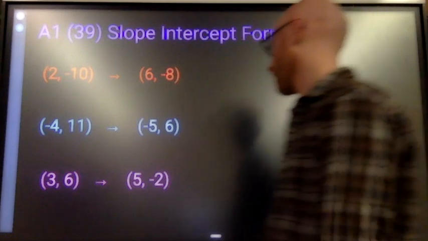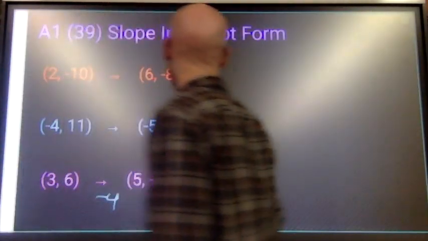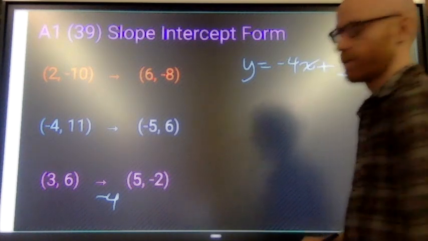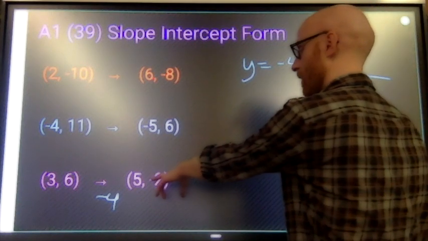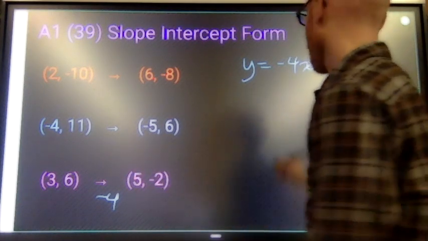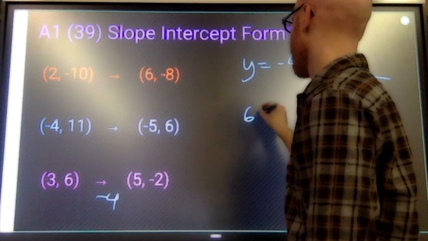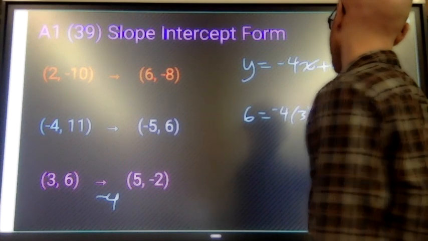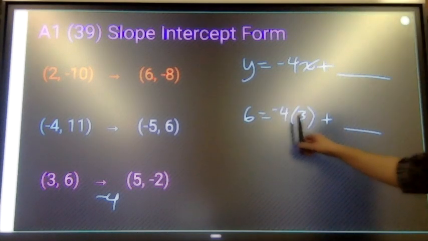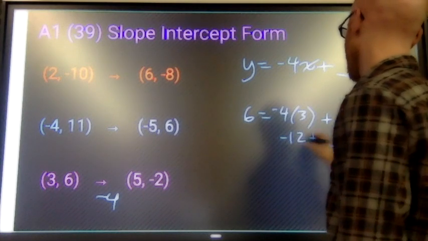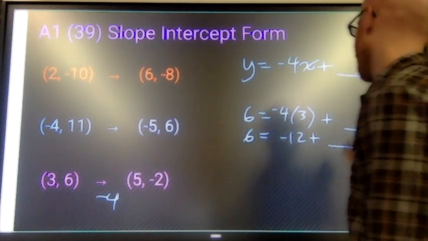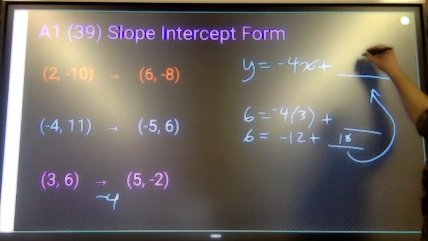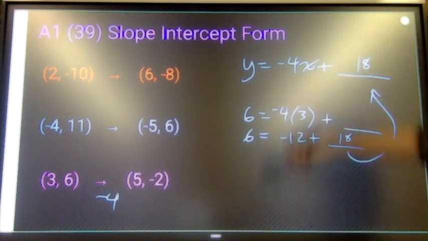Doing this pink one, slope was -4. Y equals -4x plus something. Pick a point. I'm going to use 3, 6 because I like positive numbers better. When y is 6, x should be 3. -12 plus something equals 6. That something is 18. So that's what goes here. -4x plus 18 equals y.